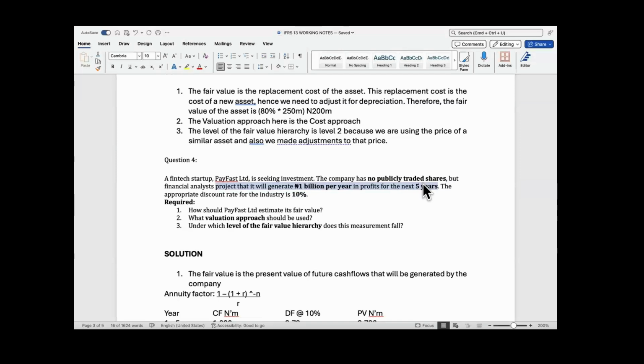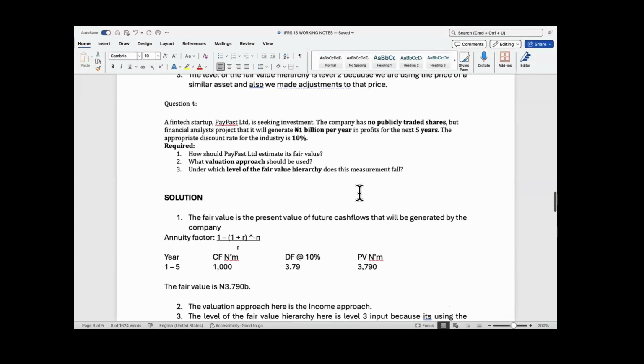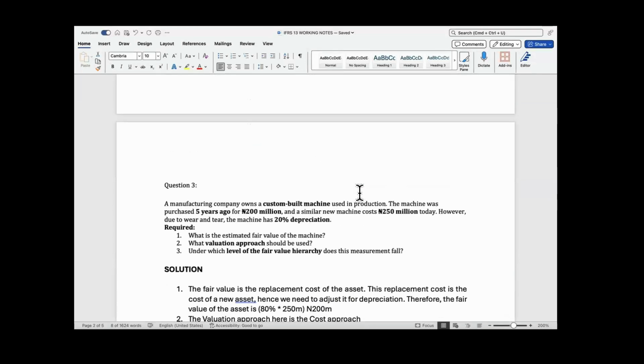So we are using income approach here because we have to discount future cash flows to present value. And this last one also, you are using market prices of a similar asset. That's market approach. So if you can know these five, it's not more than that though. Most questions would revolve around, I mean, it will not be outside of this context that I've shown you.